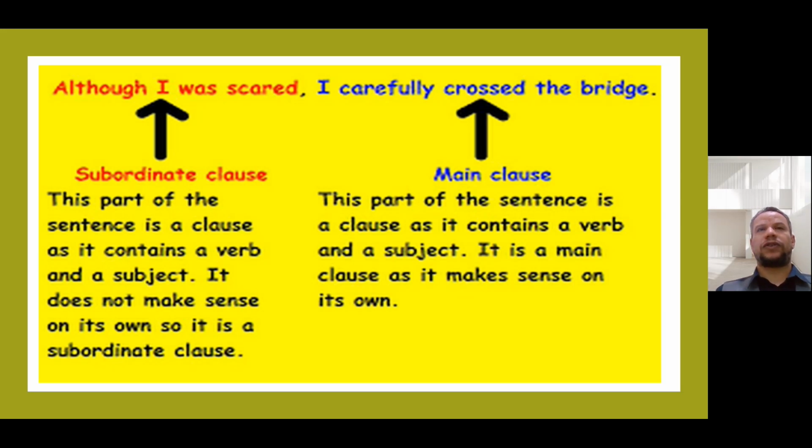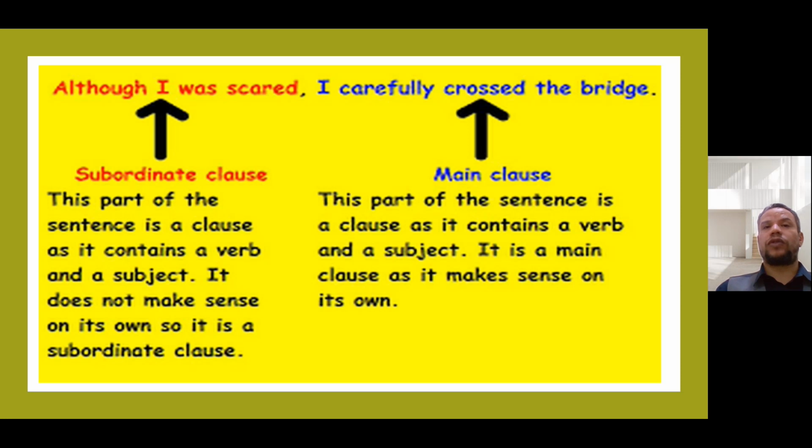Let's go to the second type here. Although I was scared, I carefully crossed the bridge. Which one is a complete meaning? The second one, the blue one: I carefully crossed the bridge. Complete meaning, no need for others to help or give other meanings. It's a main clause with complete meaning. Don't use any subordinating conjunction before a main clause.